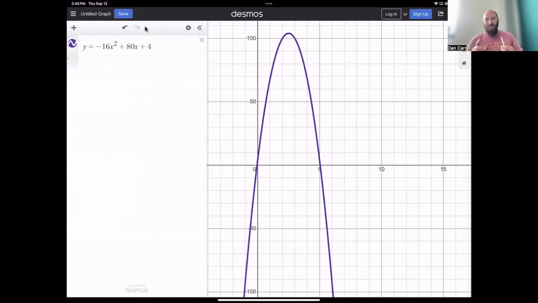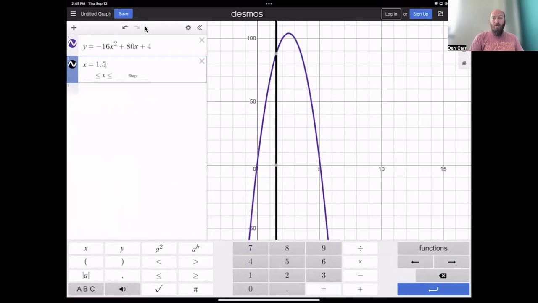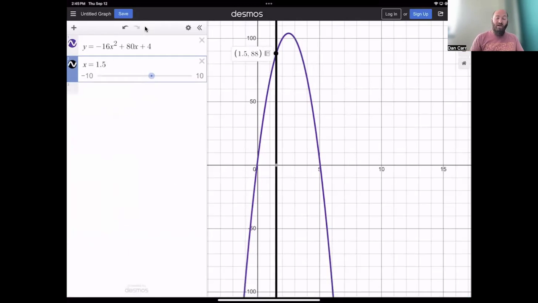There we go. All right. One thing you can do here, if I want to find it at 1.5 seconds, that is in the X direction. So let me graph this. X equals 1.5. Notice that it intersects there. So I can click on that spot and I see at 1.5, it's at 88. Okay. So that is like one quick way to do it there.